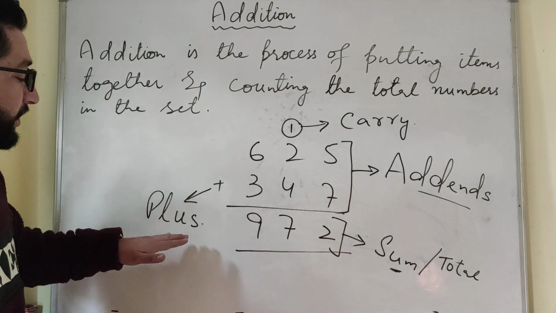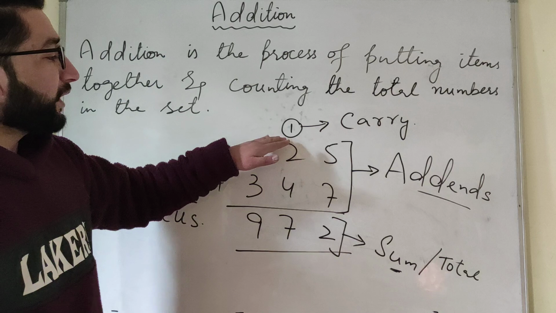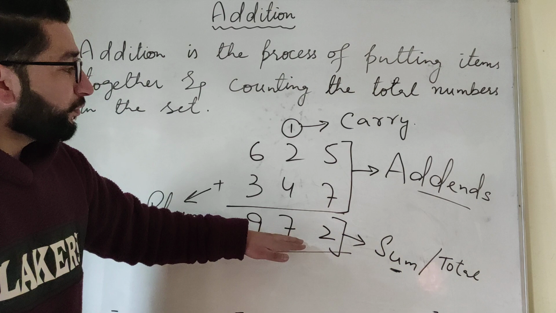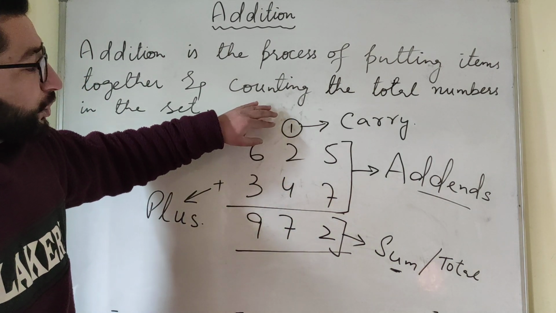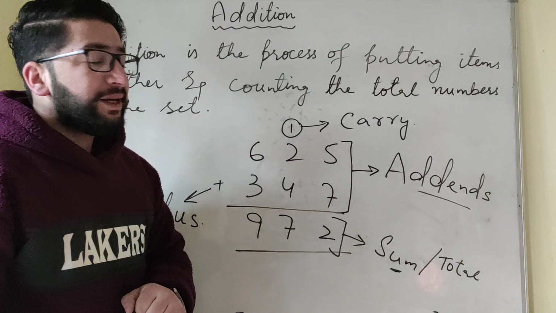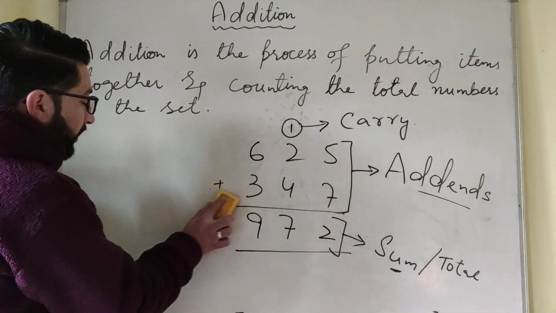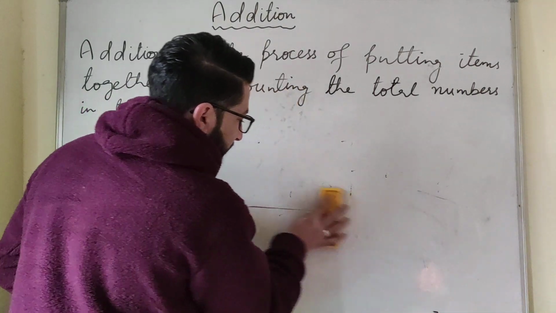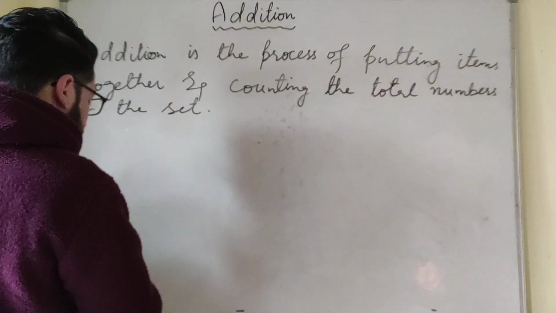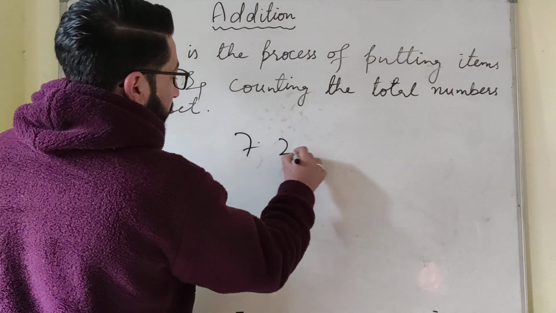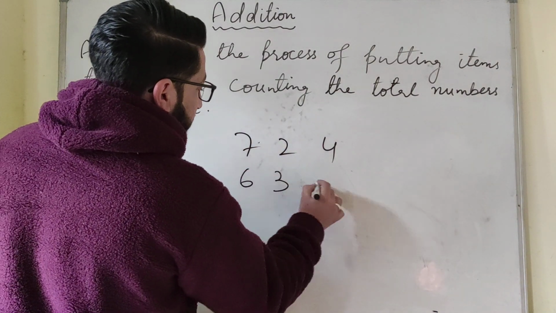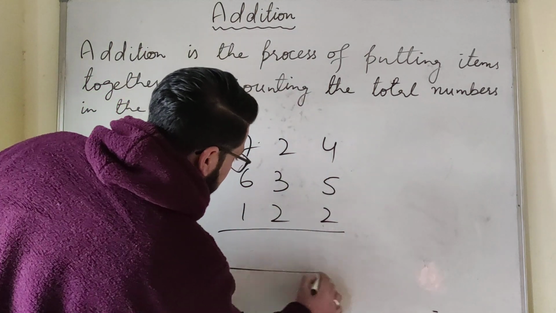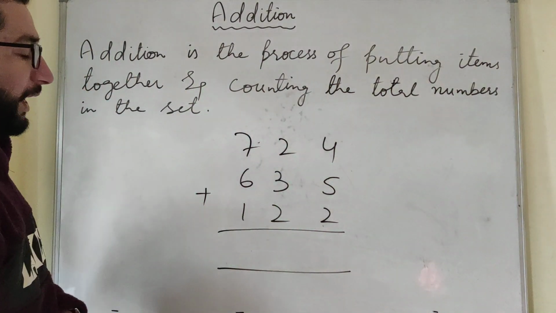The sign of addition is said to be plus, and the number that we were not able to write in our sum or total, we wrote it at the top of our addends. So these numbers are said to be carry. So I will give you one more example with 3 addends. Suppose we have 724, we have 635 and we have 122. So here in this equation we have got 3 addends.